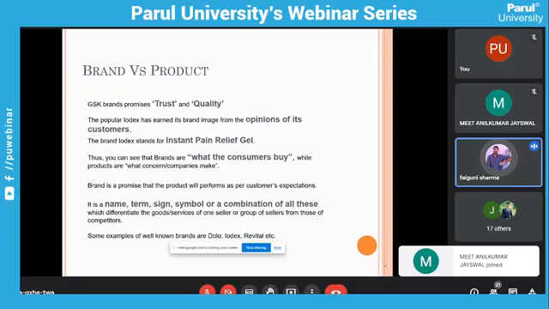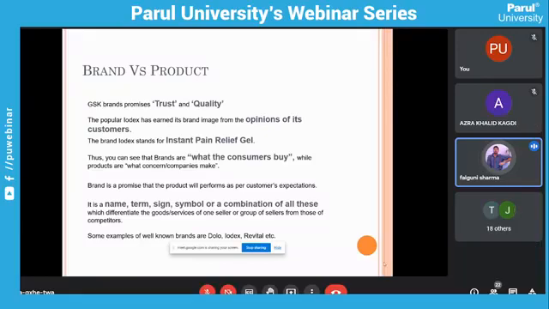That is Iodex. It stands for trust and quality as a promise, which is delivered by GSK. Iodex is just an example of a brand. Thus you can see the brands are what the consumers buy, while products are what companies make. Brand is always what we are looking for, why we require it. That is what consumers buy.